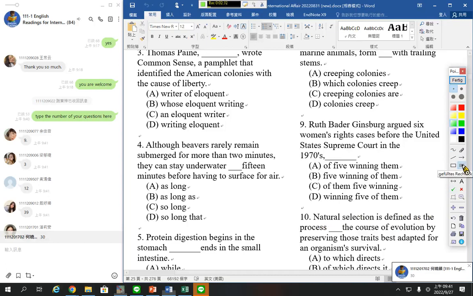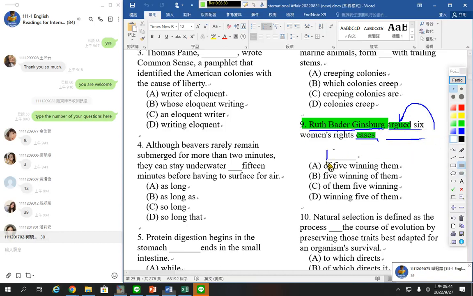So basically, how can we identify the structure of the sentence? This is very important for us to understand the grammatical structure. If you look at number 9, here we have the subject, right? This is a verb, argued six women's rights cases. So we have the complete sentence structure already. This is the subject, this is a transitive verb, and this is the object, right? So this is the modifier. The modifier is adverbial, a prepositional phrase acting as an adverb. It is used to modify argue. So we can take this away without harming the structure, okay?